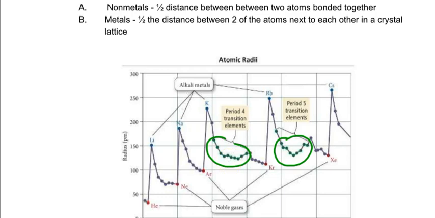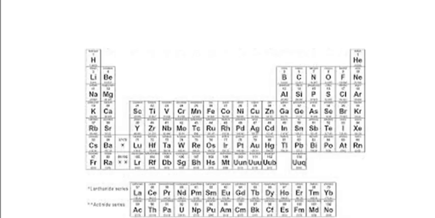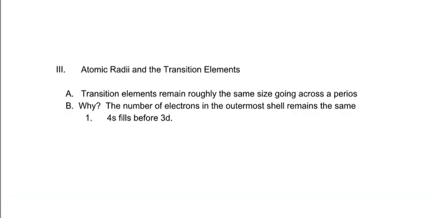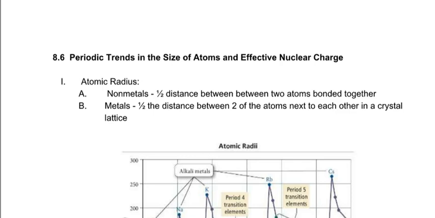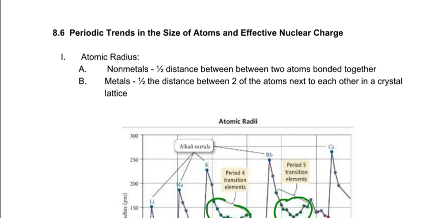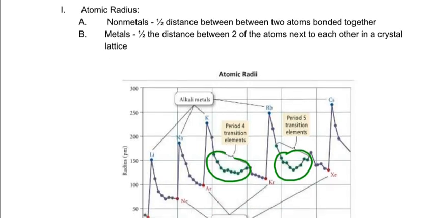So what's going on here? Well, let's try to find that out. It says transition elements remain roughly the same size going across the period. That's a period, okay? Does that make sense? Does that look like what was going on here? Are these roughly the same size? And yeah, that's fairly true actually, okay?